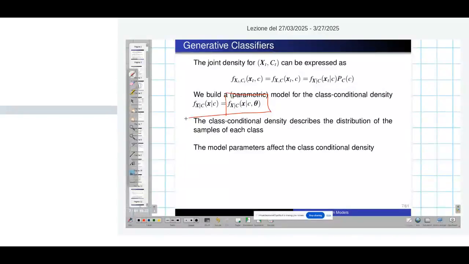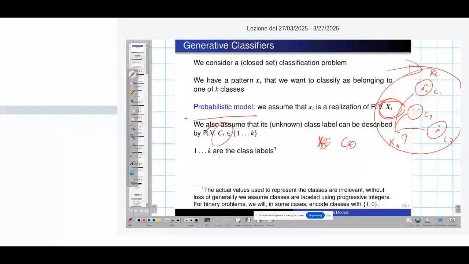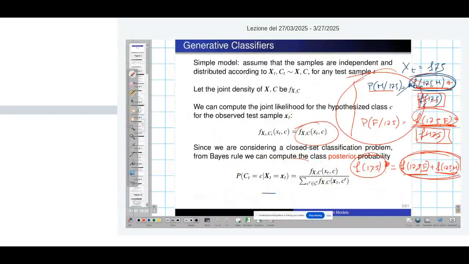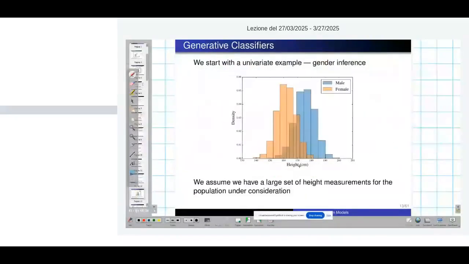Of course, when I want to perform inference, I will need to combine the class conditional model, that is the model that we will build now, with the prior probability to compute the joint density, and then from the joint density I can compute class posterior probabilities. Questions? Okay.